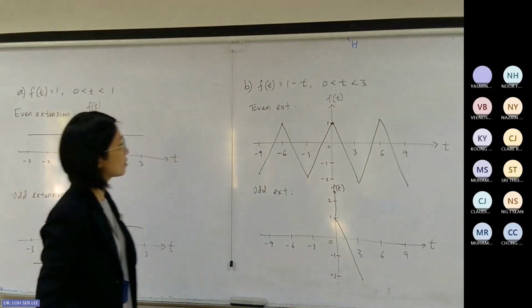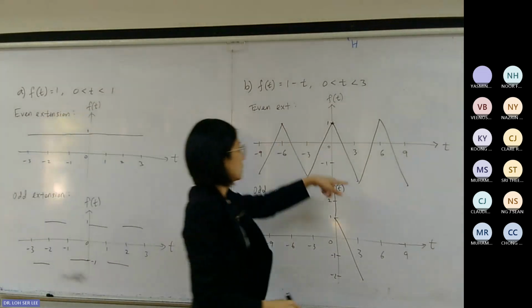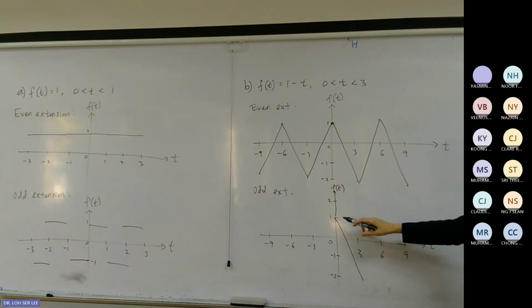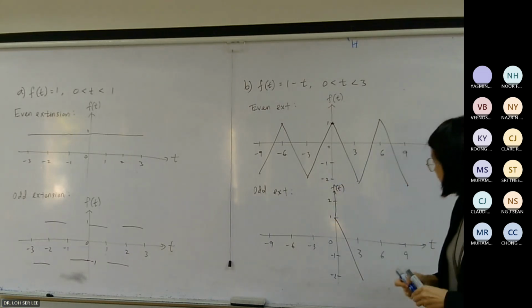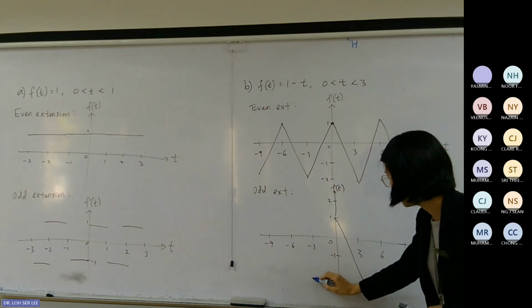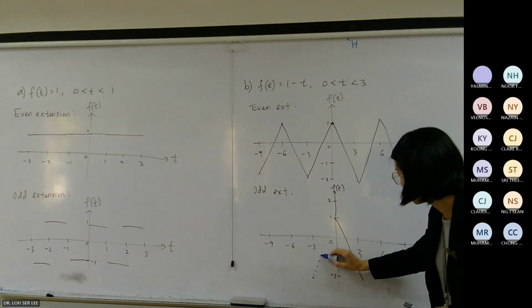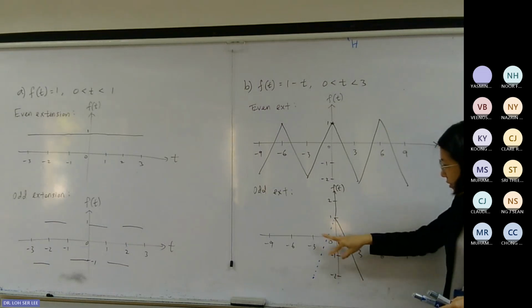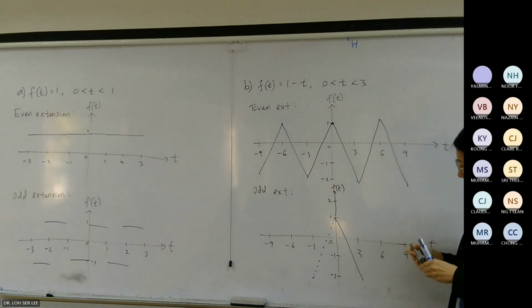Okay, this is the even extension. Just reflect the line through the y-axis. Okay, another one, the odd extension. When you reflect this one through the y-axis, suppose you get this, then reflect this one through the x-axis.